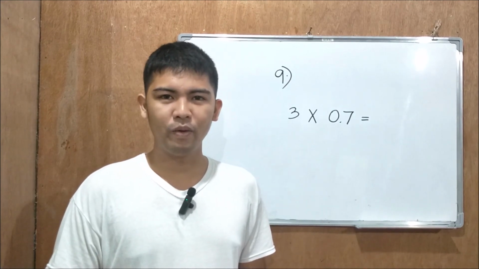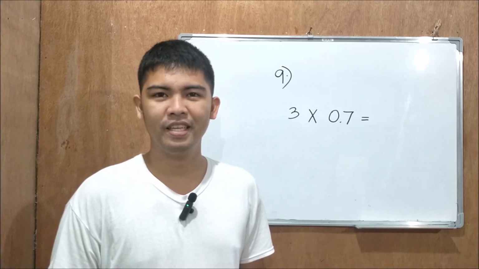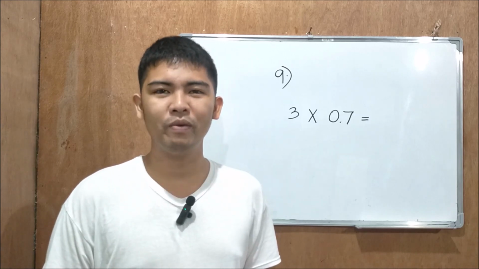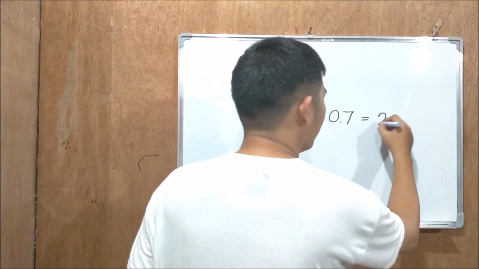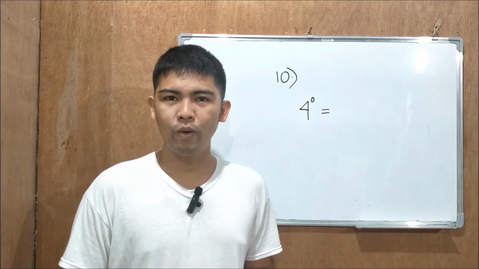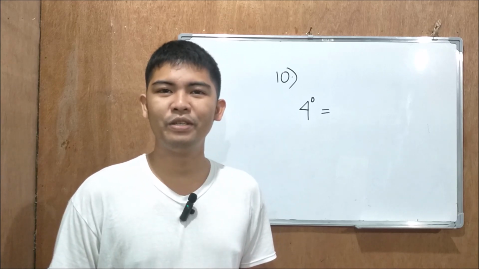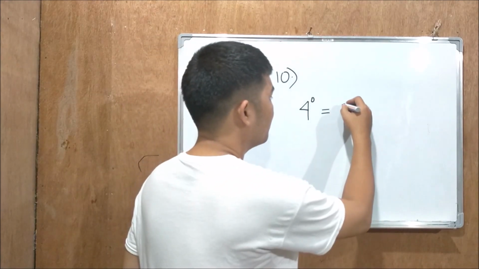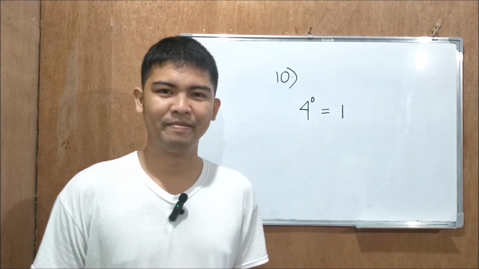Okay ni daw. What is 3 times 0.7? The answer is not 0.21, but 2.1. Number 10. What is 4 raised to the power of 0? The answer is 1. Okay, any number raised to the power of 0 is 1.